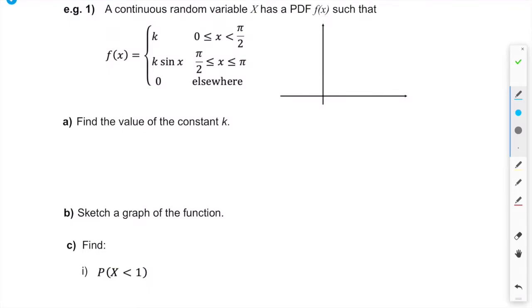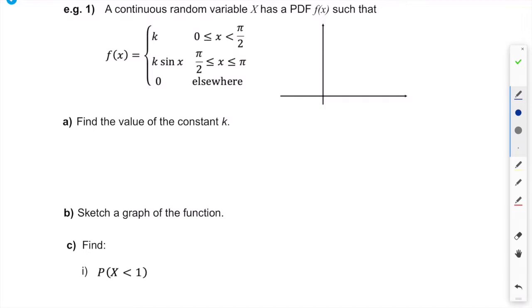So here we have f of x defined in a piecewise function: f of x is equal to k from 0 to pi over 2, k sine x from pi over 2 to pi, and 0 elsewhere. Part A, we need to look for the value of the constant k. Knowing the first axiom and the second axiom, we have to make sure two things. k is always above the x-axis, and also I know that the total area below the curve of f of x must equal 1.